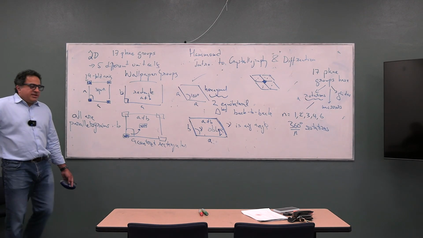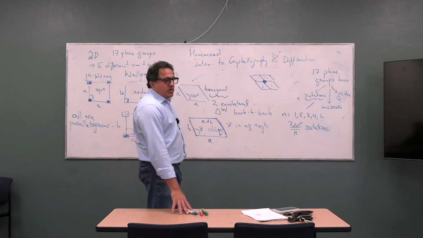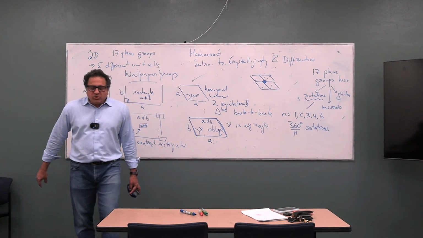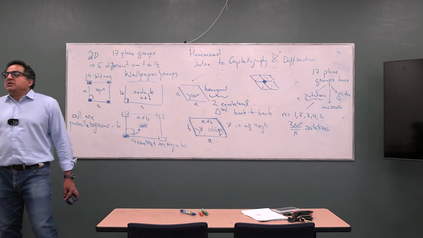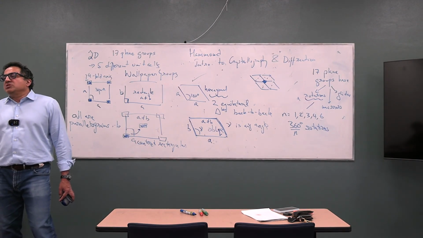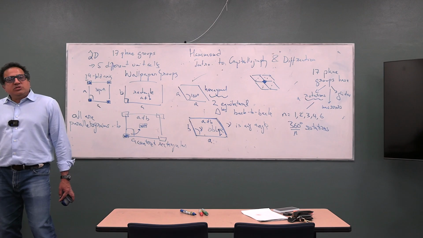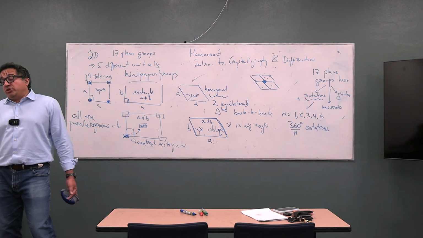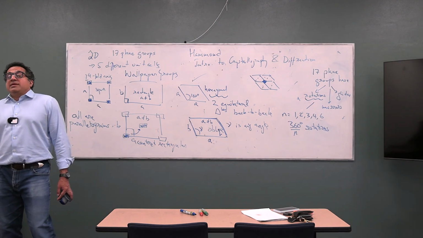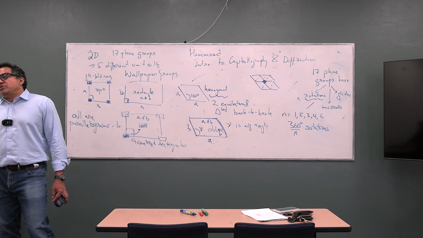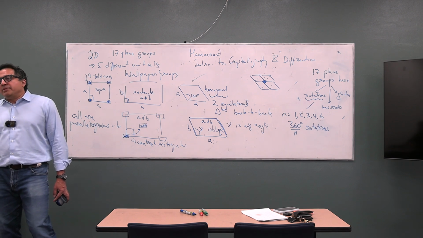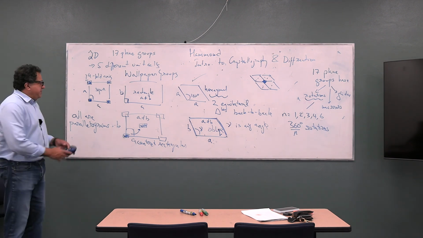Okay, so I'm going to erase the board and start talking about 3D. The important questions are, what are the new symmetry operations other than rotations and mirrors? What are the new symmetry operations: rotations, mirrors, and glides? Does something new happen when you go from 2 to 3D? And yes, new things happen. Okay, there are two new things that happen.